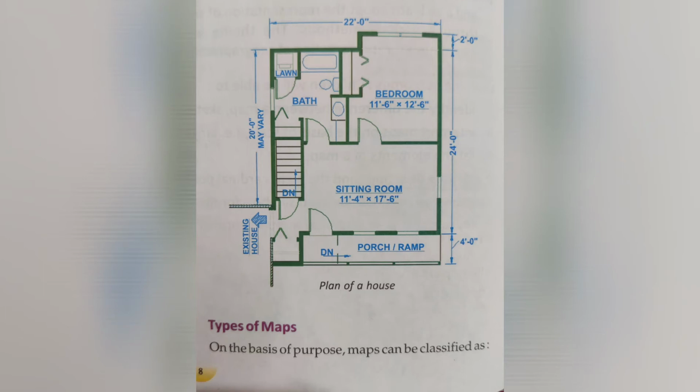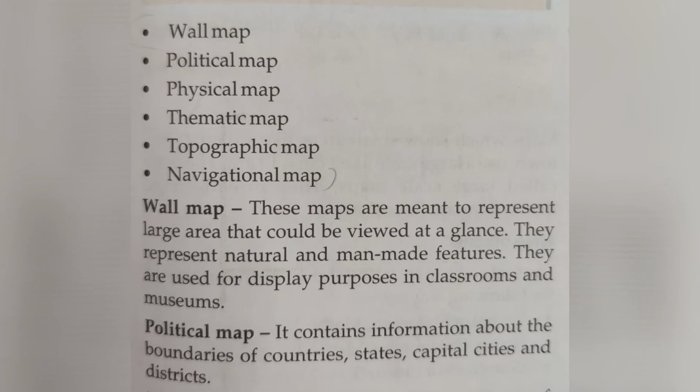Now, types of maps. On the basis of purpose, maps can be classified as: first, wall map; second, political map; third, physical map; fourth, thematic map; fifth, topographic map; sixth, navigational maps.